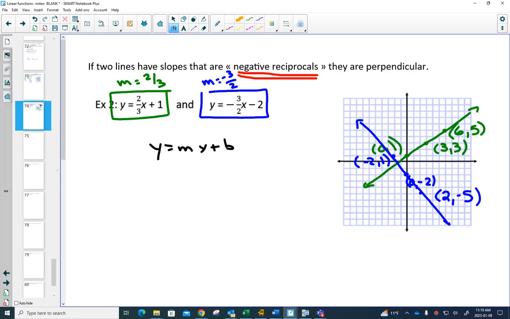And can you see from the diagram that we're perfectly 90 degrees at that point? So when the slopes are negative reciprocals, the two lines will always cross at 90 degrees, and that's the definition of what perpendicular means.